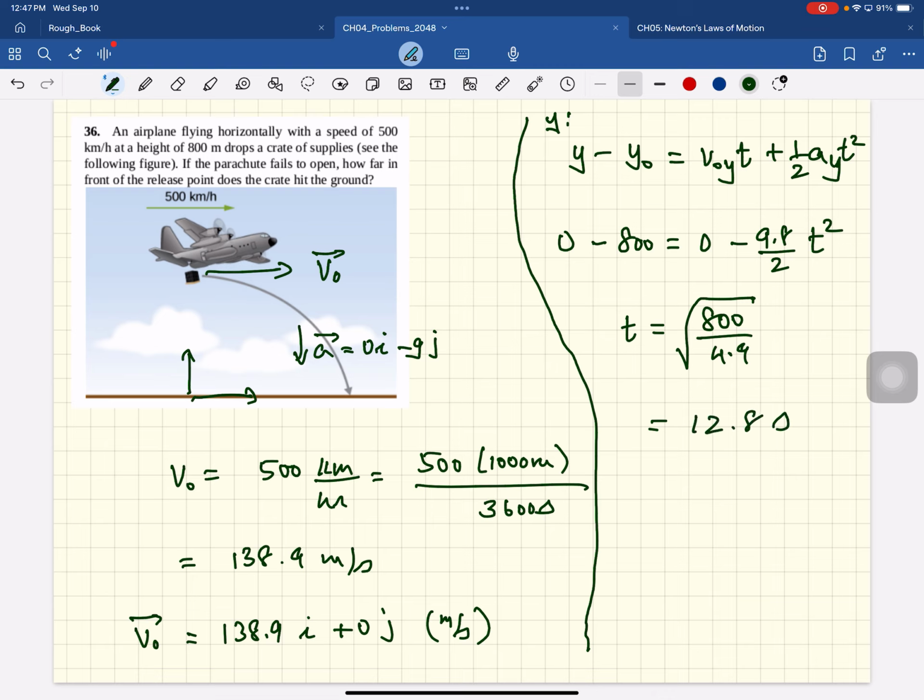So it's in flight 12.8 seconds. So when you dropped an object from a height of 1 meter, roughly the height of this table, it was in air half a second. You drop it from this height, it's in air 13 seconds. Now let's look at the x motion.